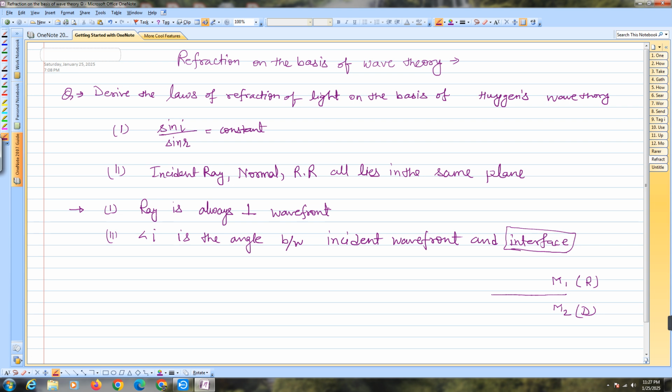The third point is angle r, which is known as the angle of refraction. The angle of refraction is the angle between the refracted wavefront and the interface. So please keep these points in your mind, so the next thing will be easy to understand.